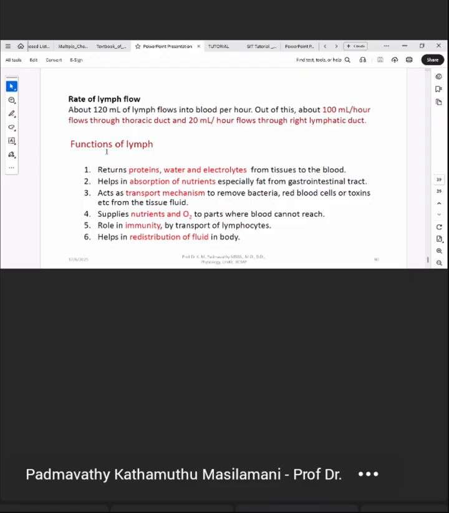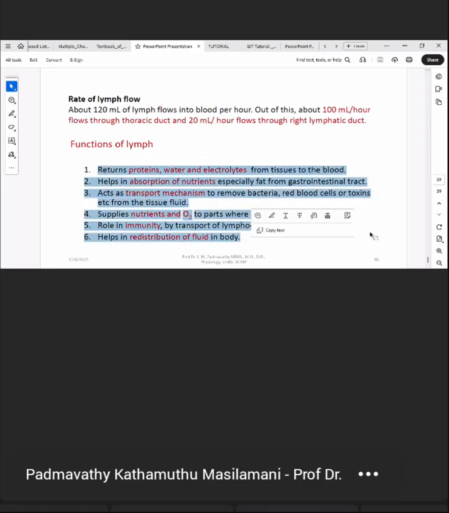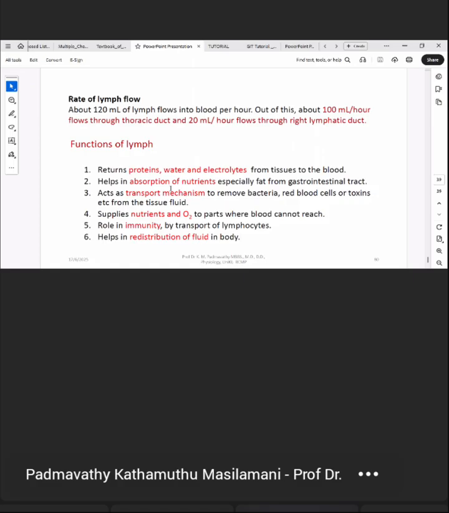Finally, the lymph I already mentioned, this lymphatic obstruction also will lead to edema formation. These are the important functions of the lymph: it is important for redistribution of fluid, it supplies the nutrients and removes the waste products, and it also provides immunity because of the circulation of the lymphocytes. So these are the important facts.